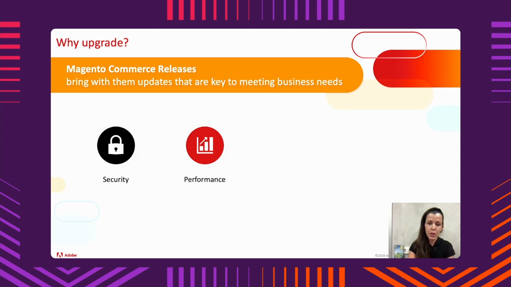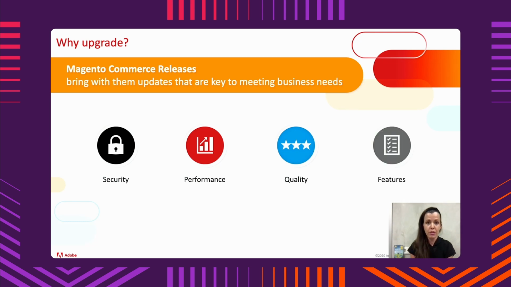The next one is quality, for sure. This is pretty self-explanatory. What we are doing to help you keep up to date with quality is changing the process on how we deliver quality fixes. I will talk a little bit more about this during this session. And the last reason to upgrade to the newest versions is features. On every new release, we always have feature enhancements and new features delivered that will help you keep your business up to date.